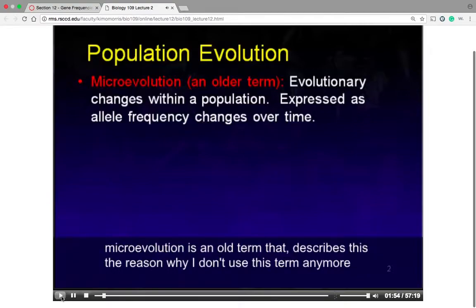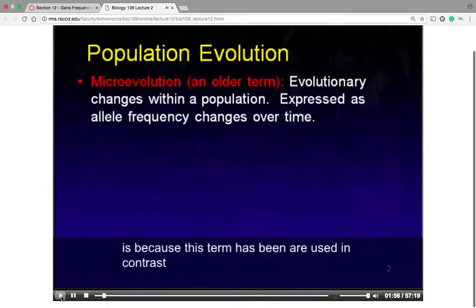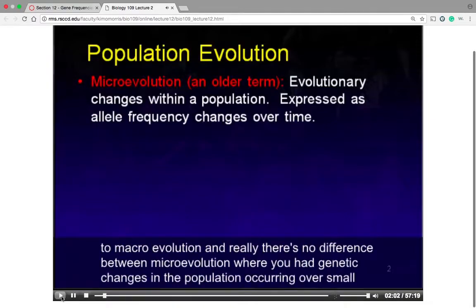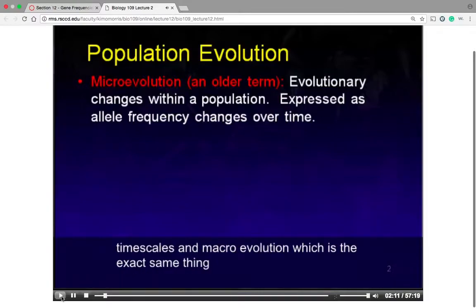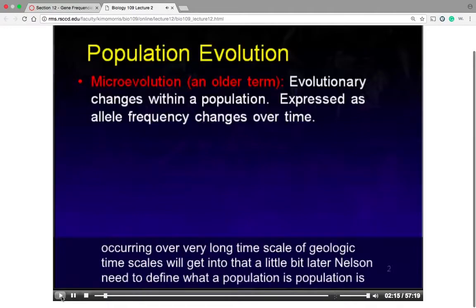The reason why I don't use this term anymore is because it has been used in contrast to macroevolution. And really, there's no difference between microevolution, where you have genetic changes in a population occurring over small timescales, and macroevolution, which is the exact same thing occurring over very long timescales, geologic timescales. We'll get into that a little bit later.